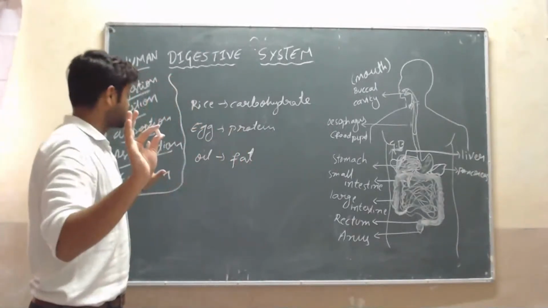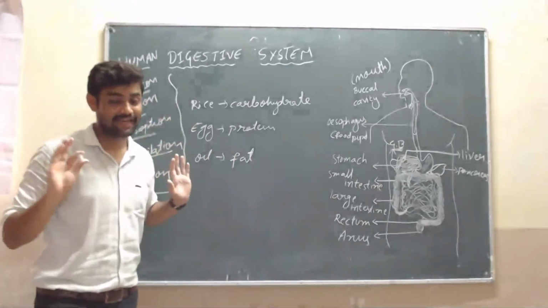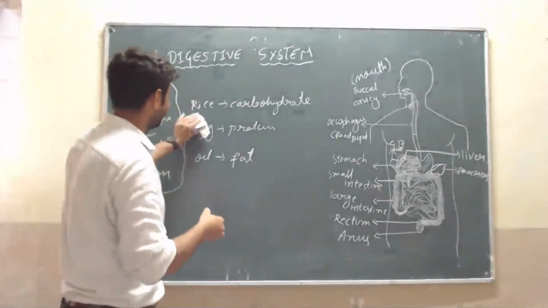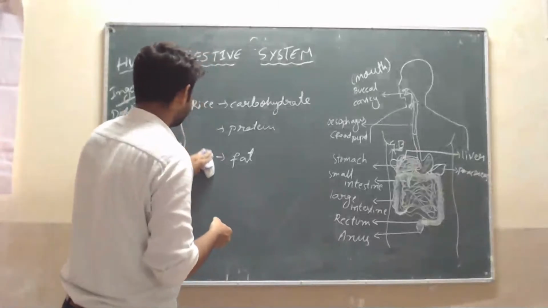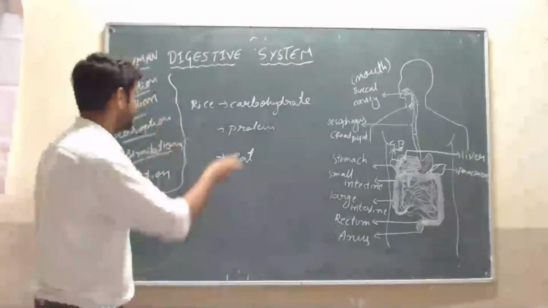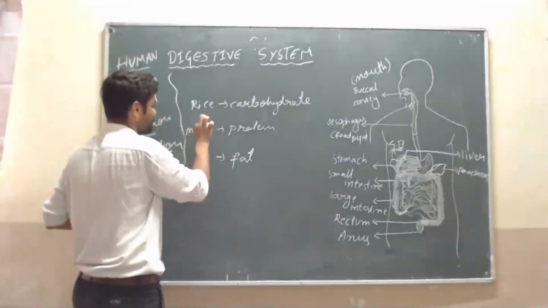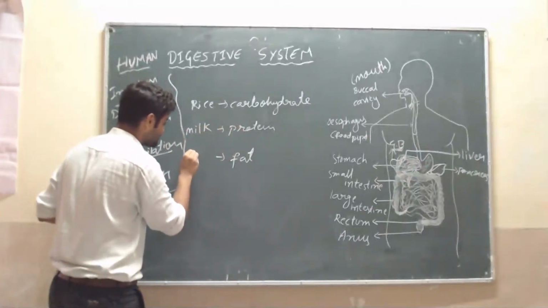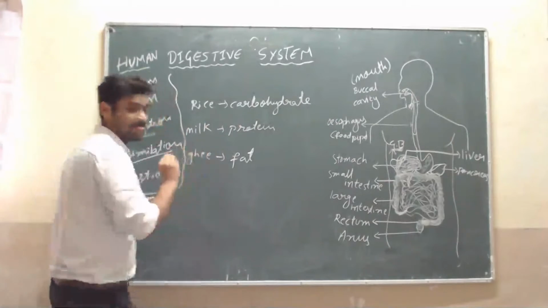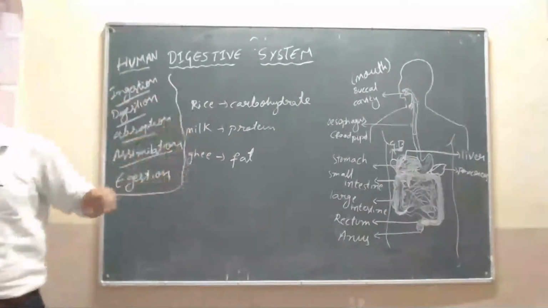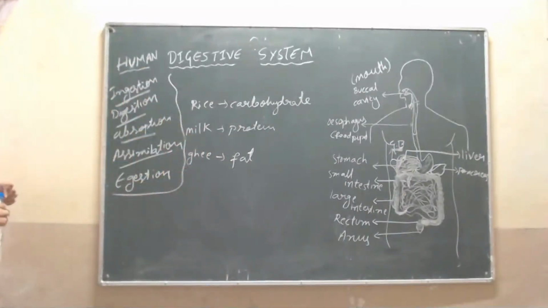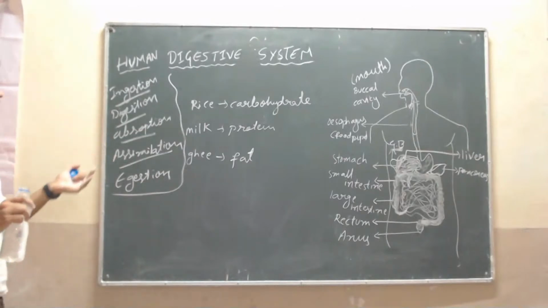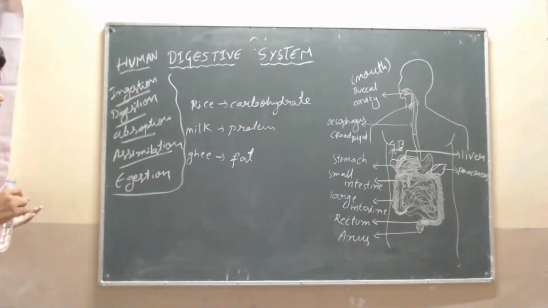Sir, sorry, I don't eat egg. Okay, don't worry. I will take milk as well as ghee. Milk is also rich in protein. Then I will take fat as ghee. So rice is rich in carbohydrate, milk is rich in protein, and ghee is rich in fats.